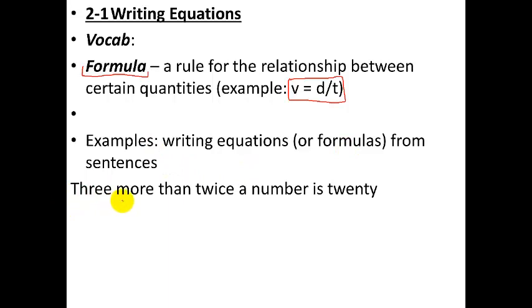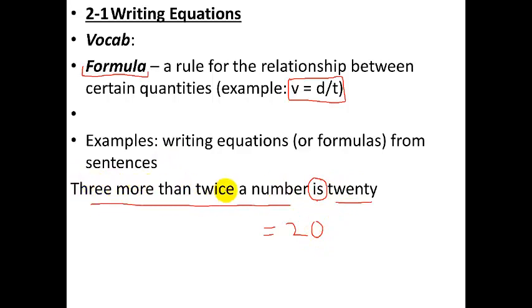3 more than twice a number is 20. The first thing I want to point out is the keyword is. The keyword is means equal. So wherever the is in your sentence is where you write your equal sign. Everything over here is going to be one side, and everything over here is going to be the other side. So is 20 means equals 20. That's very, very easy.